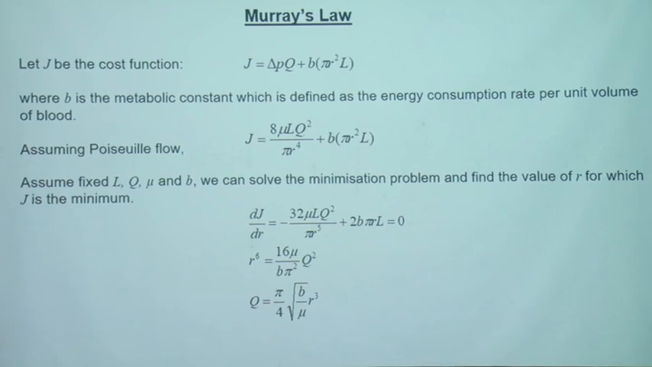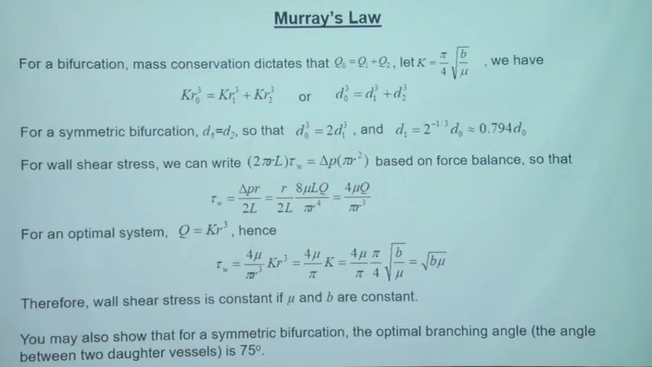So for mass conservation, the volumetric flow rate entering the parent vessel should equal the sum of the volumetric flow rates exiting through the two daughter vessels, right? So we apply that. Then we have the volumetric flow rate of the parent vessel equal to the sum of the volumetric flow rates in each of the daughter vessels.